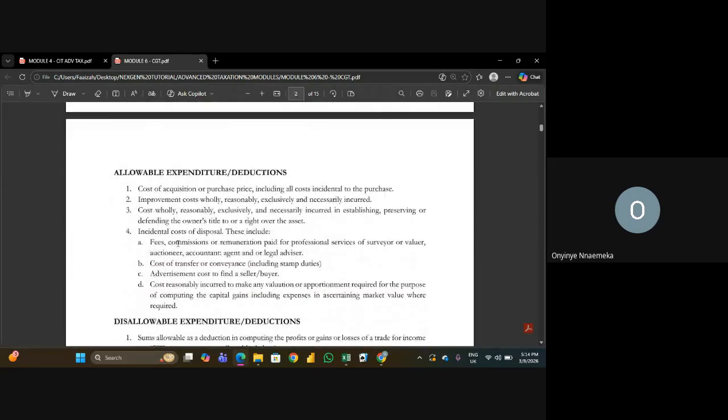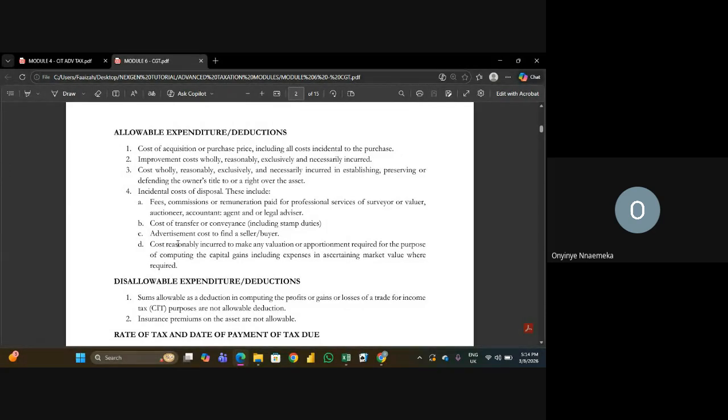Capital gain tax is chargeable on the total amount of chargeable gains after deducting allowable expenses on the disposal of chargeable assets in the year of assessment. CGT is on actual year basis. Let's move. Now, allowable expenditure.